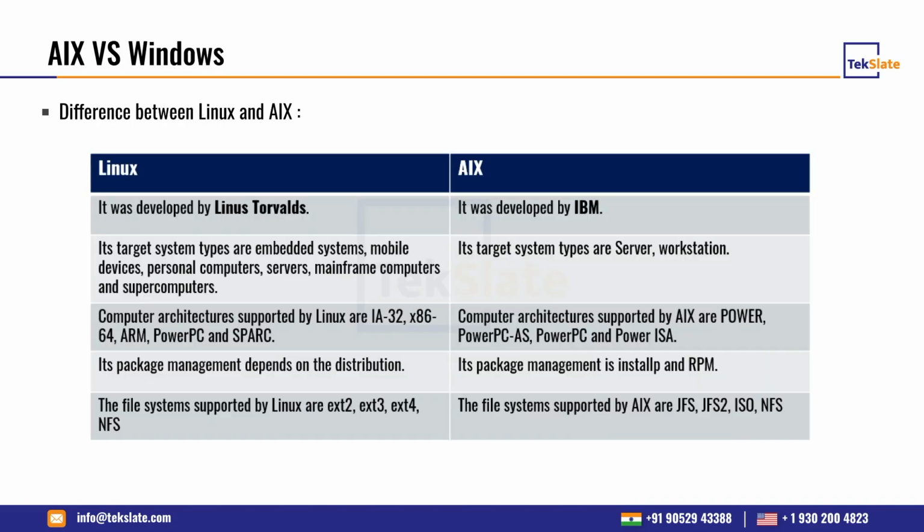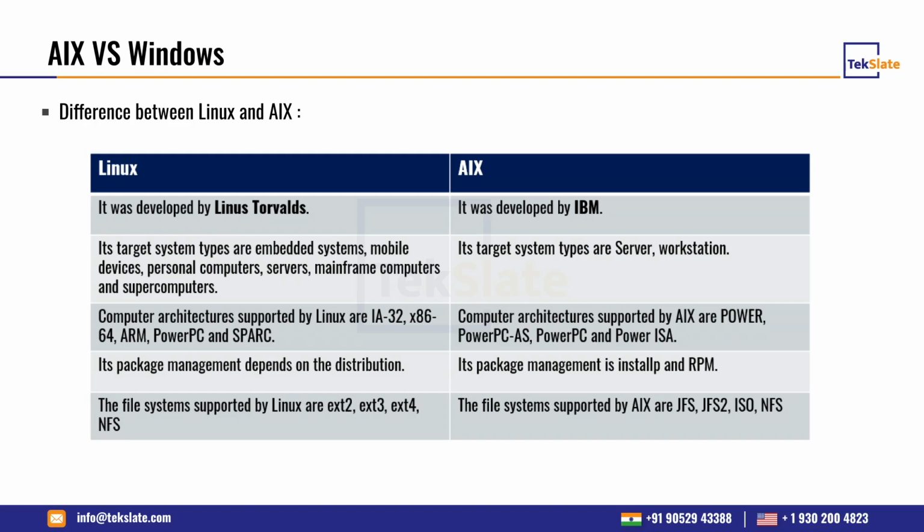Next we are checking the major differences between Linux and AIX. Linux was developed by Linus Torvalds and AIX was developed by IBM. The name of the Linux operating system comes from the name of its author, Linus Torvalds. The next point is not a difference, but how the names of Linux and AIX came about. The AIX operating system was developed by IBM.